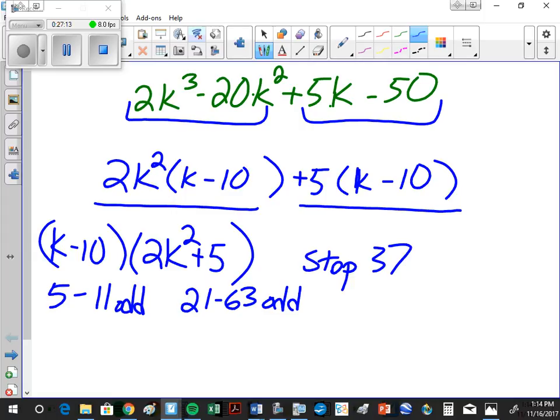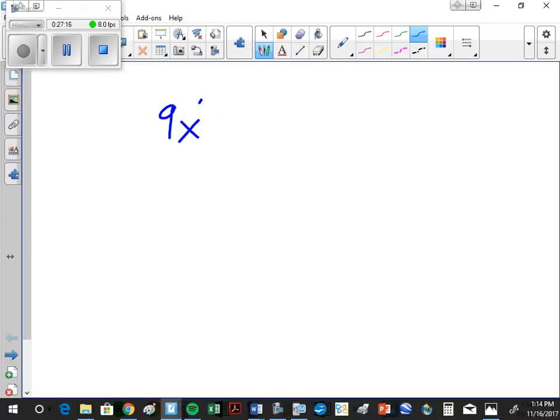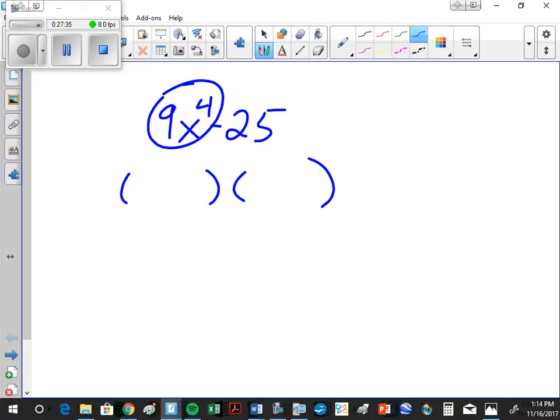But before you do that, what if I had this? 9x to the fourth minus 25. Can I pull anything out? No. But is this something squared minus something squared? Yes. So what is the square here? 3x squared and 3x squared. What's the square there? Minus 5 and plus 5. Does that make sense? Okay.